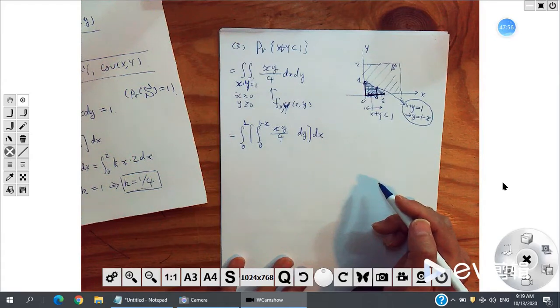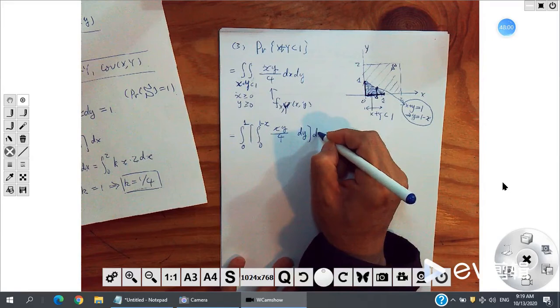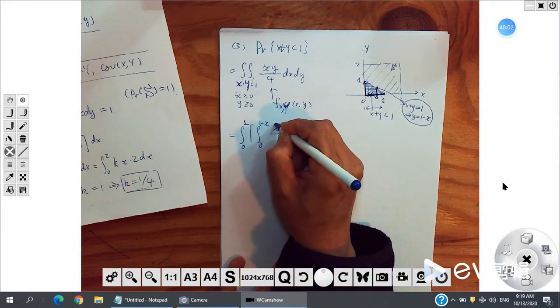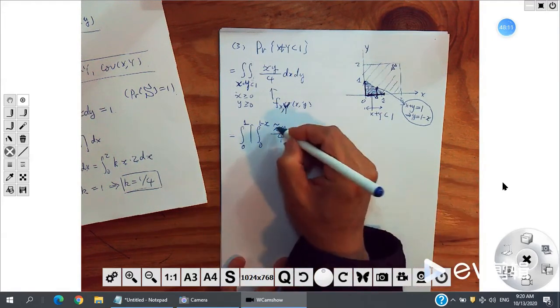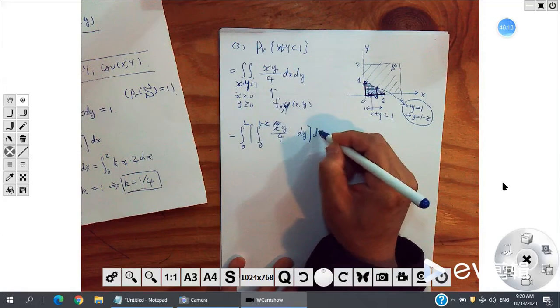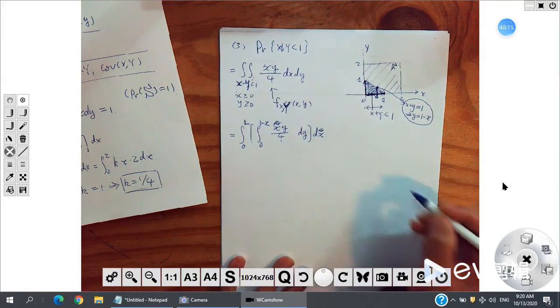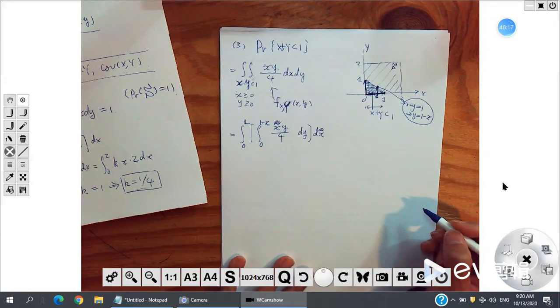You do the x. Make sense? Sorry, I'm confused by myself. I think I don't need to change it. Yeah, just 1 minus x will be fine.